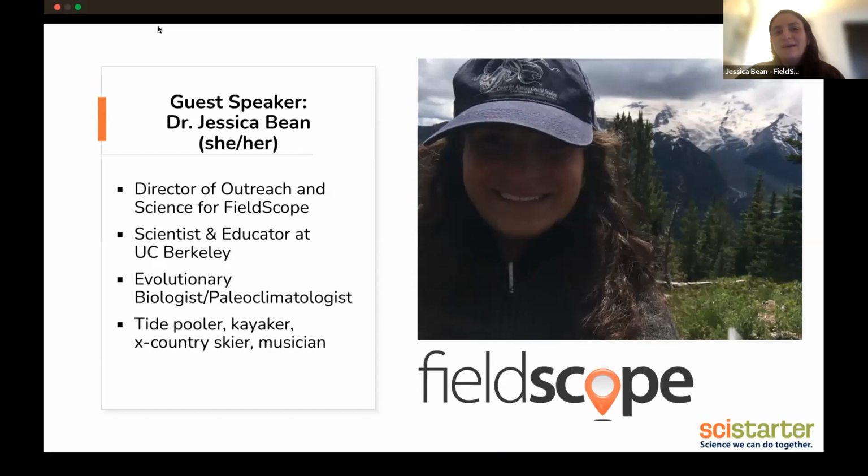So my name is Jessica Bean. I'm the Director of Outreach and Science for FieldScope. I'm also a scientist and educator at UC Berkeley. My background is in evolutionary biology and paleoclimatology. And I'm actually a recent addition to the FieldScope team. I'm really excited to be a part of FieldScope, given my love of science and also my ongoing work in formal and informal education, and really hoping to figure out ways to support and meld the two together.